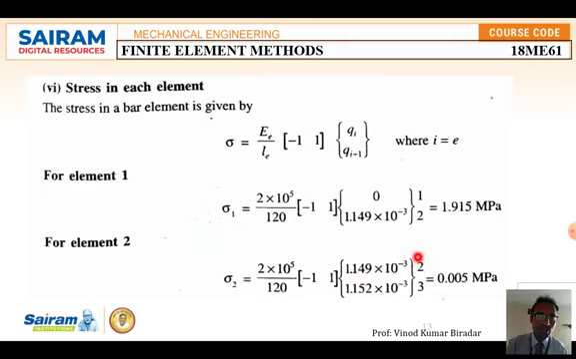here you have to consider nodes 2 and 3, this is very important. So for the first element it is 1 and 2, because element 1 consists of only node numbers 1 and 2, and for the second element it is 2 and 3. If you solve this you are going to get 0.05 megapascal, okay.